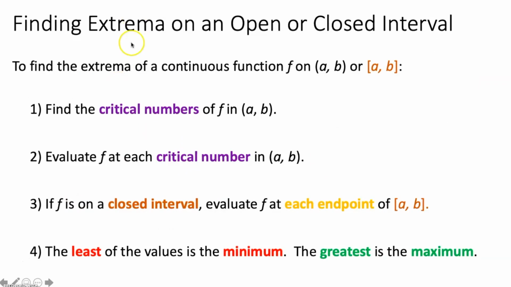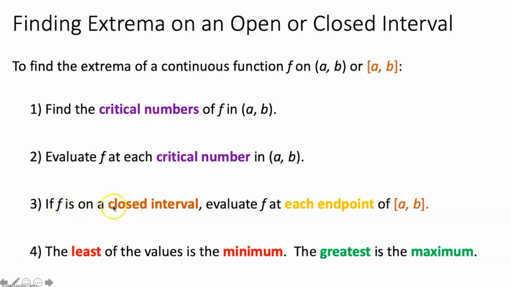Now let's talk about finding extrema on an open or closed interval. So to find the extrema of a continuous function f on the open interval (a, b) or the closed interval [a, b], the first thing you're going to do is find the critical numbers of f on the open interval. So we need to figure out at what x values this function has a derivative that equals 0 or does not exist. From there, we can evaluate the function f. We can take those critical numbers, plug them into the function f, and see what their y values are.